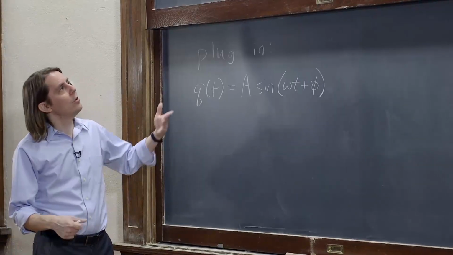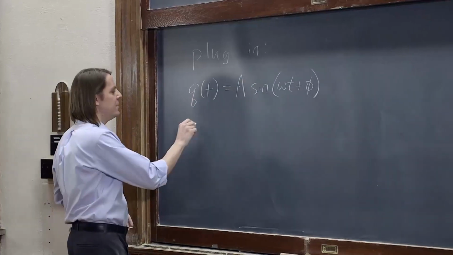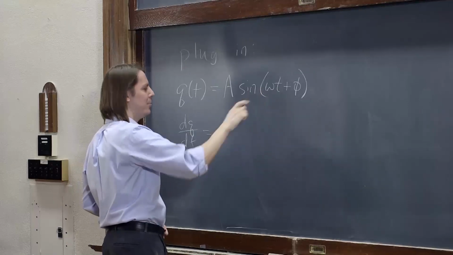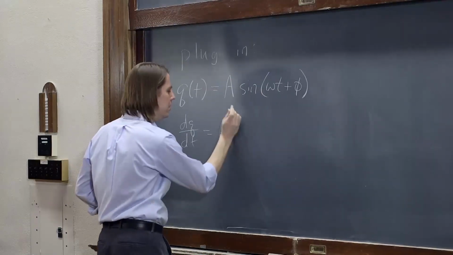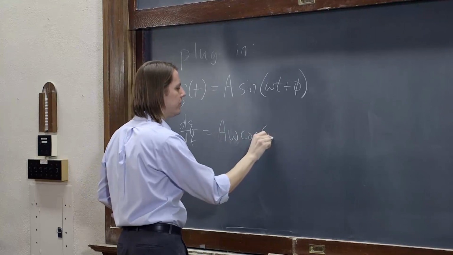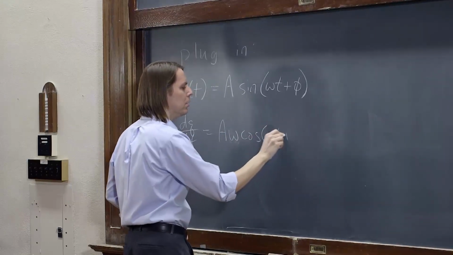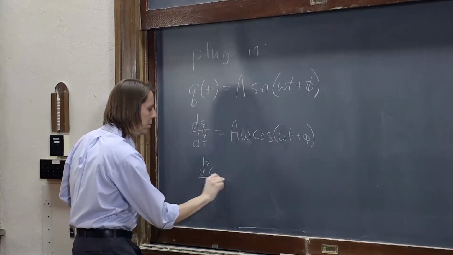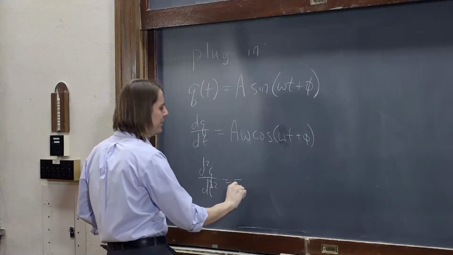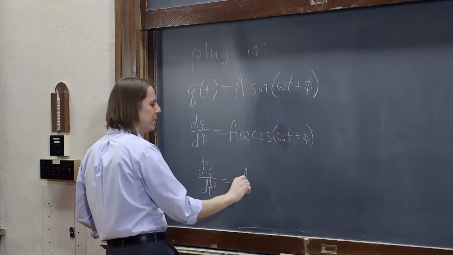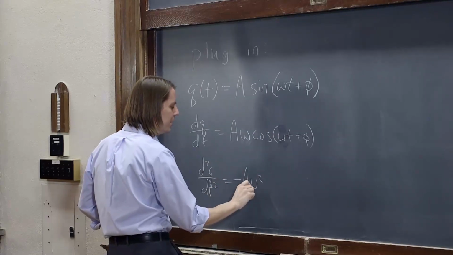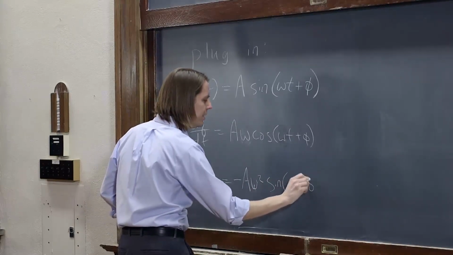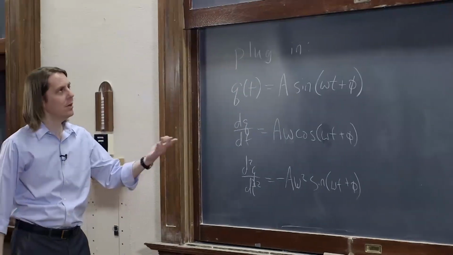Now, to plug it in, we literally just plug it into the differential equation. We need dq/dt, and the derivative of sine is cosine. You pull out an omega, so it's A omega cosine(omega t plus phi). And you need the second derivative. The derivative of cosine is negative sine, minus A sine, and you pull out another omega, minus A omega squared sine(omega t plus phi). So now we're ready to plug in.